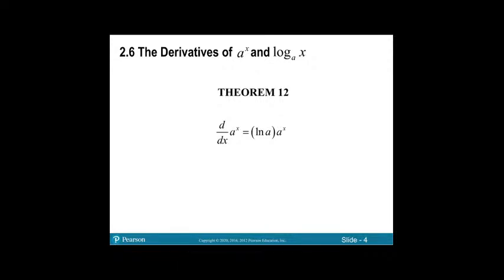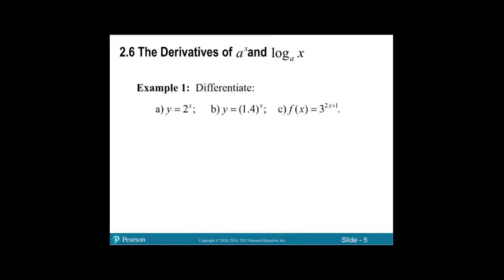Right? So the derivative of the exponential function base A is the natural log of A times itself. So we're asked to differentiate here. For part A, dy by dx should be the natural log of 2 times 2 to the power of x, right?